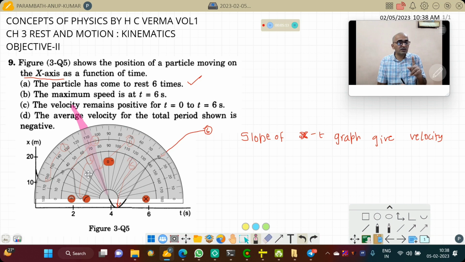I'm not referring to the actual slope. Here maximum speed only is being discussed. Therefore, I have to discuss only the slope with either the x-axis or y, either this side or this slope, or like this slope also. It doesn't matter. If it was velocity, then it can be negative. Negative slope is important. For speed, negative slope is not important. So maximum speed at t equal to 6 seconds, that is wrong.